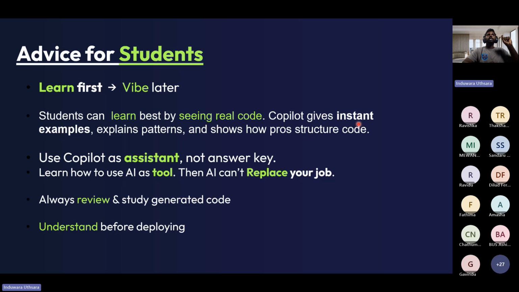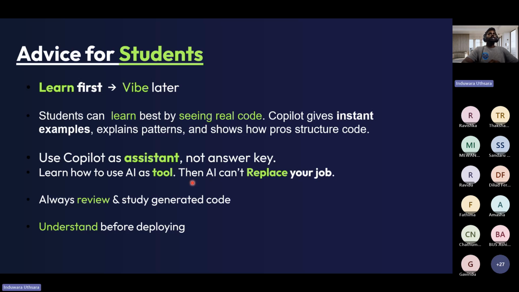The point is, you learn from it because you are a student, right? So in the student stage, you should learn. After, you can use vibe coding. Also use Copilot as an assistant, not as the answer key. So you should learn how to use AI tools. The thing is, there is a problem.